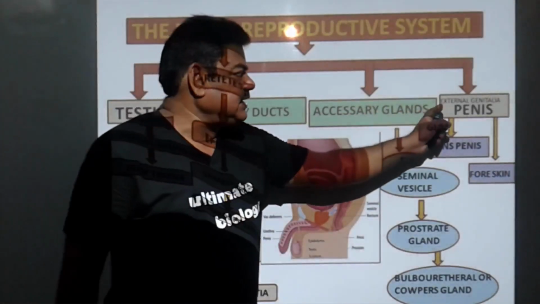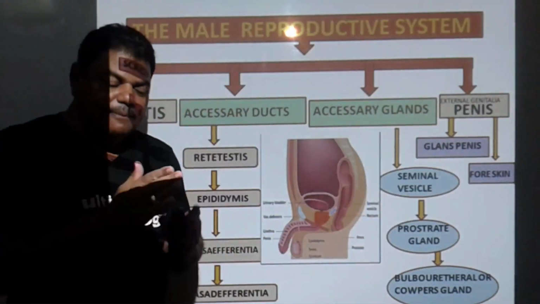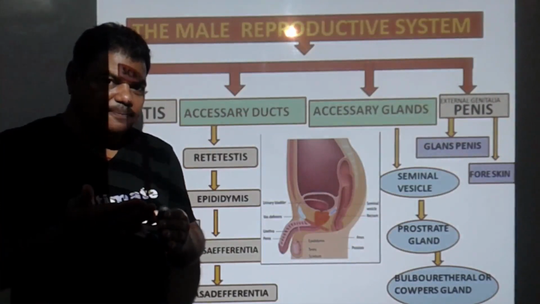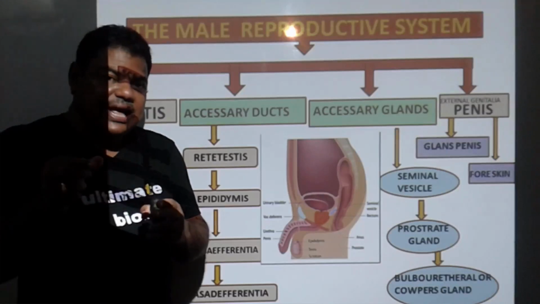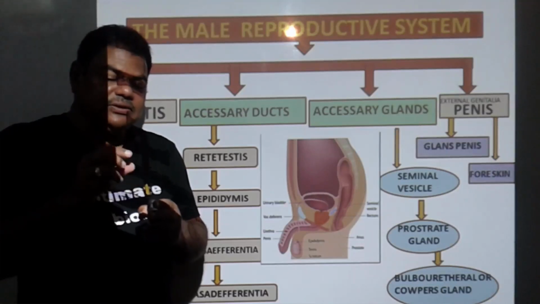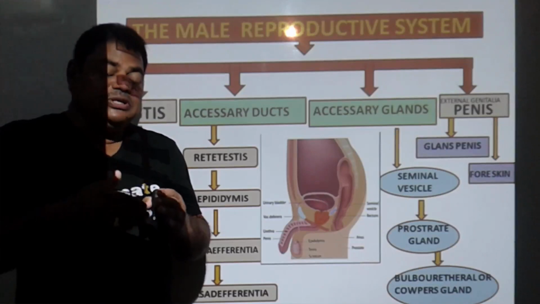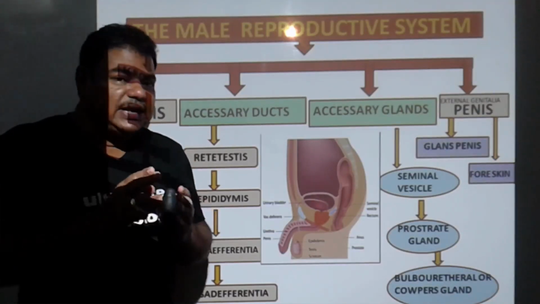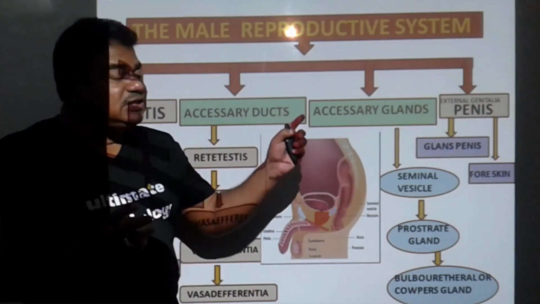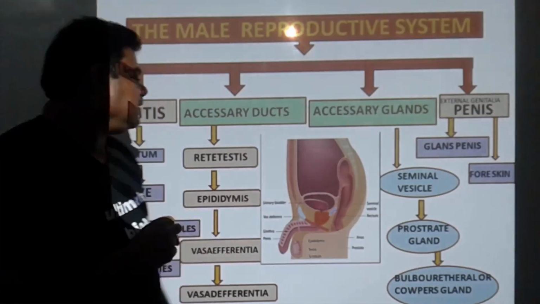And the third one is the external genitalia. External means outside the body. External genitalia. Genitalia means the penis, which helps in the process of copulation. That organ we call a genitalia organ. The external genitalia is the penis.